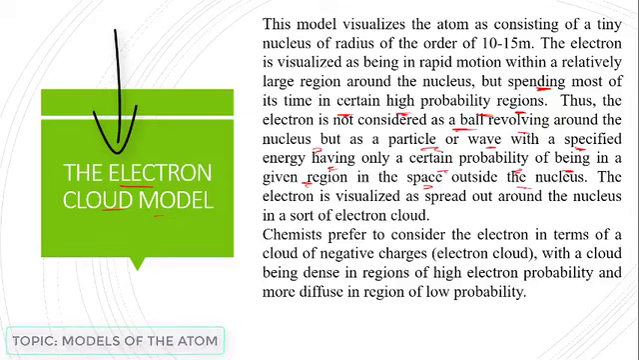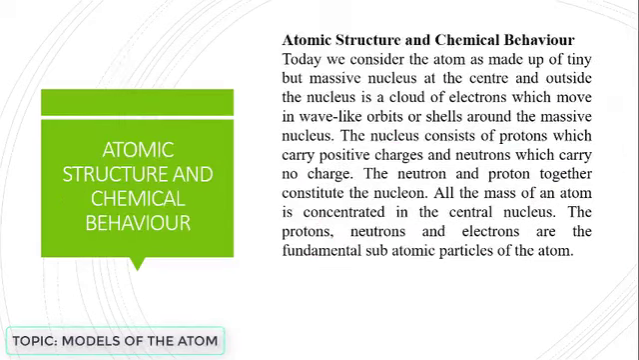So they look at it more as spread out around the nucleus in what we call an electron cloud, with the cloud, according to chemists, being dense or thicker in regions of high electron presence and more diffuse or scarce in regions of low probability.